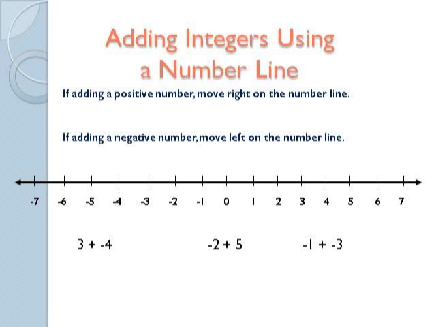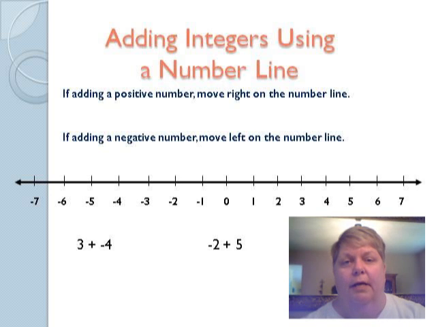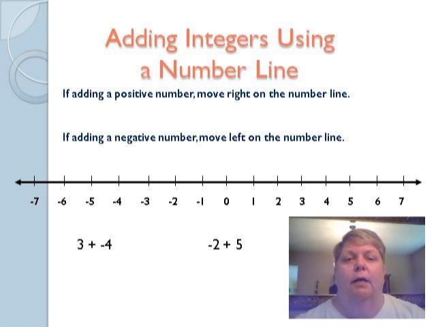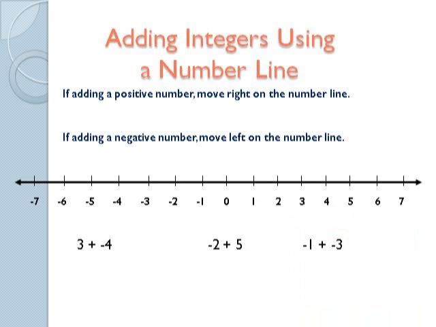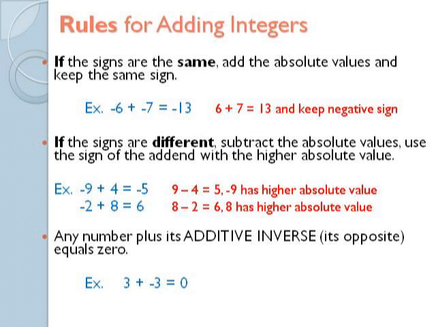We first talked about adding on a number line, and we said that if you are going to add on a number line, if you're adding positive numbers, you move to the right. If you're adding a negative number, you move to the left, and you start on the number line wherever that first number is. But we also talked about the fact that if you've got big numbers, you really don't want to have to use a number line because that'll take too long to hop around. So we talked about rules for adding.